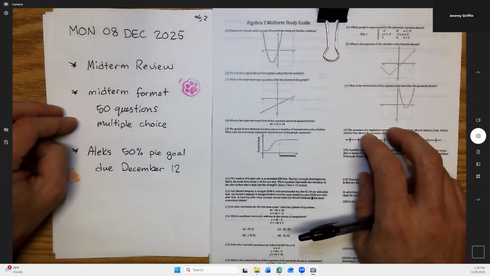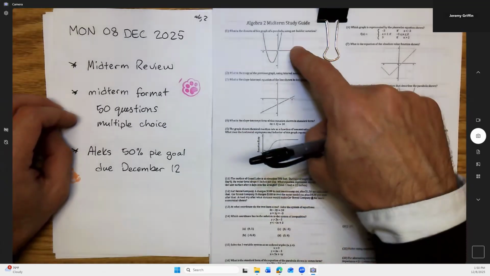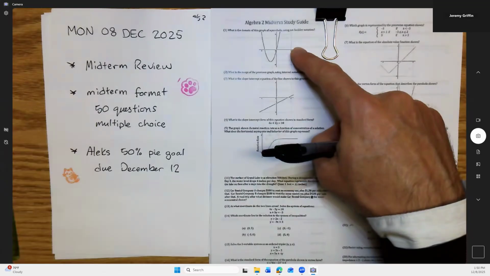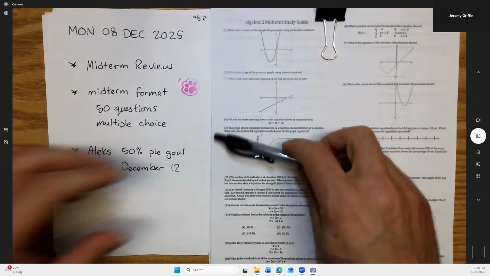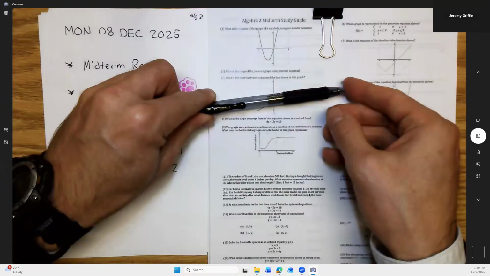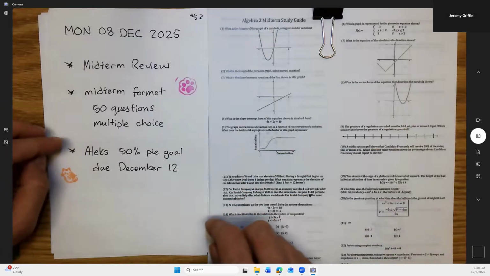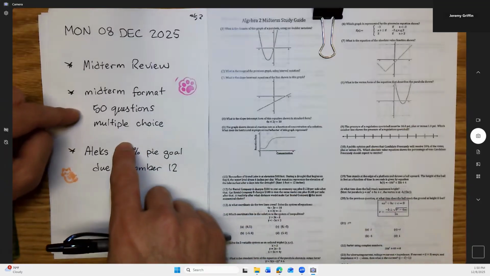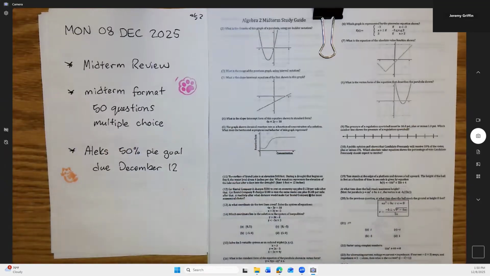But I created also a version on Kahoot. So number one on the Kahoot looks a lot like number one on your midterm. Maybe the parabola is just shifted to a slightly different location, or maybe a line is a slightly different slope, something like that. But basically, question for question, the Kahoot reviews that we do over the next 3 days, so it's going to be broken up over 3 days, look a lot like your midterm. Okay, you guys have that?